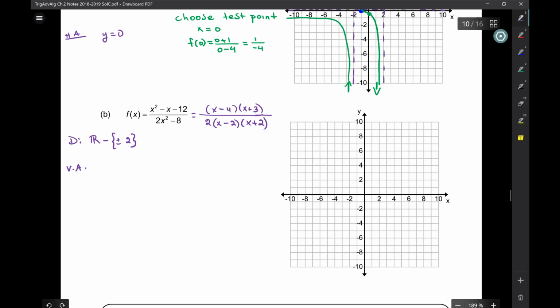Okay. Vertical asymptote. Does the x minus 2 cancel with anything on top? No. So x equals 2 is a vertical asymptote. Does the x plus 2 cancel? No. So x equals negative 2 is a vertical asymptote. They're not always going to be plus or minus 2. That's just a coincidence. Was that what you were going to ask? No? Okay.